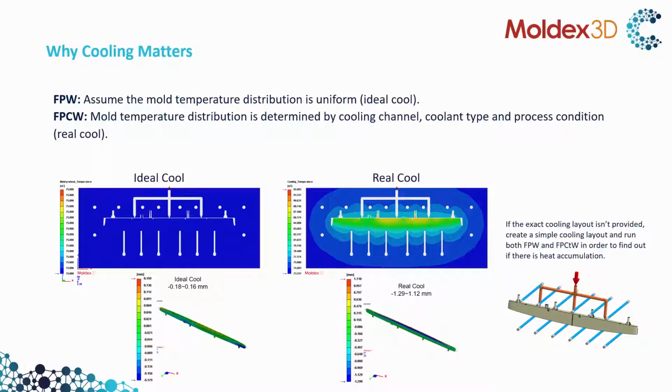FPW in this case stands for flow, pack, warp, which are the only processes being simulated. However, in a real situation, there will be a temperature distribution in the mold with some hotspots that will have a large effect on the warpage of the part as well.